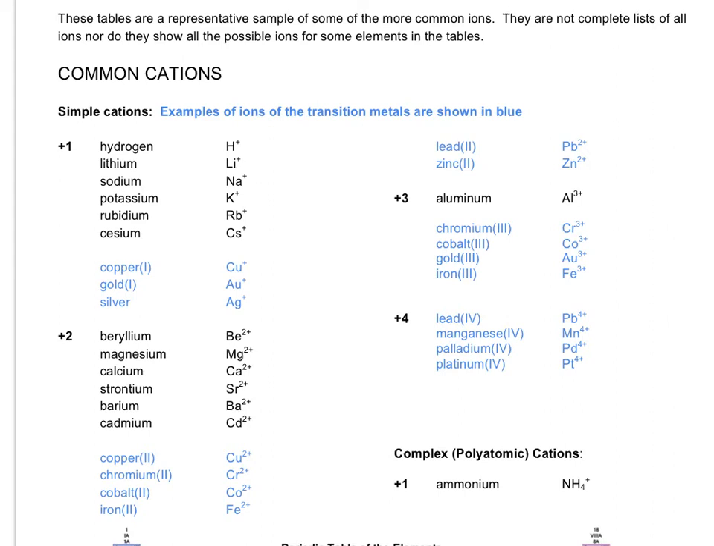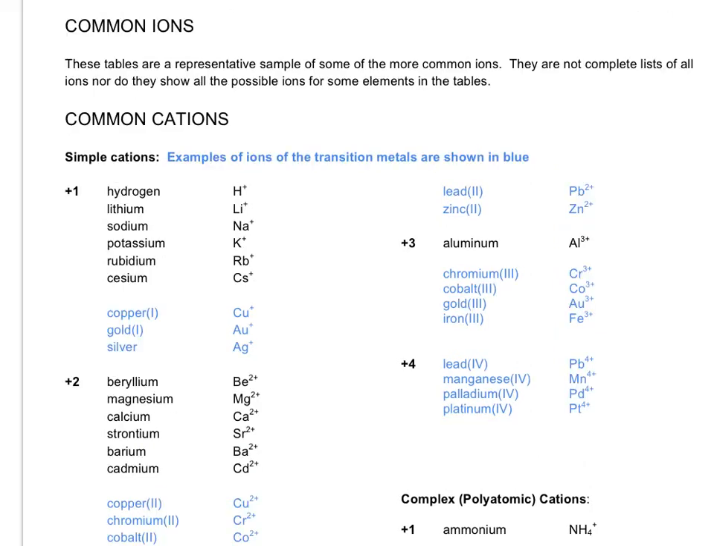This is a quick lesson to introduce some ideas around naming cations and anions. We learned this week about how an ion is an atom that has either more protons than electrons or more electrons than protons. This document that you got in class today outlines some of the common ions. These are ones that we want you to know.